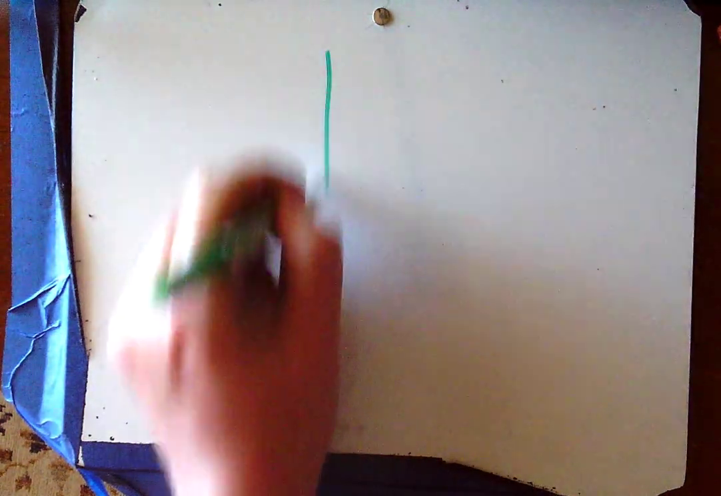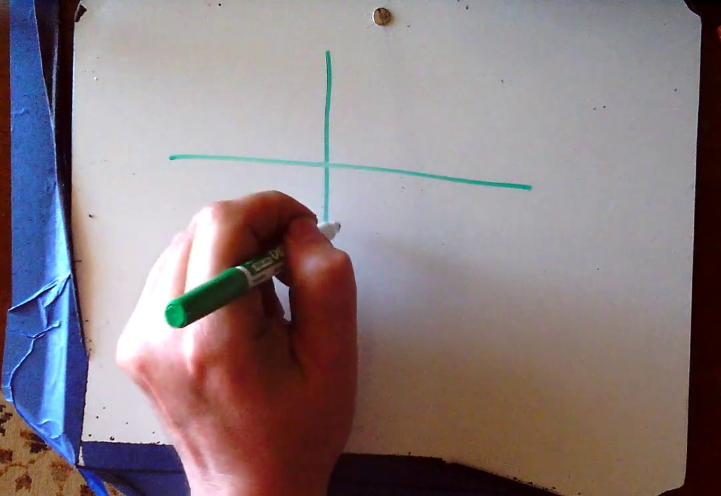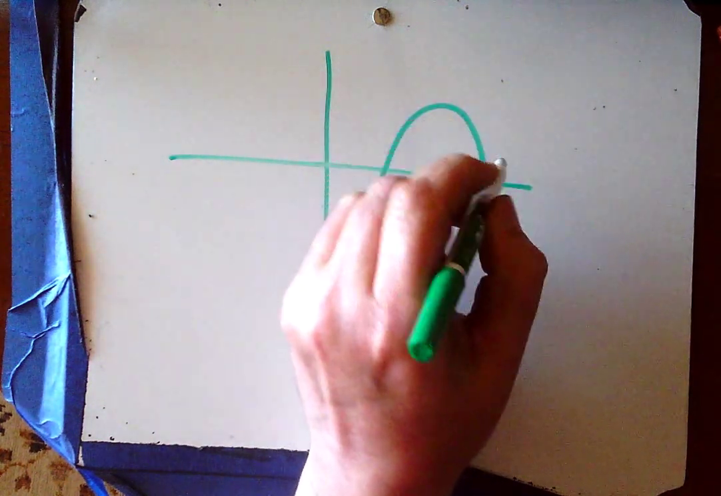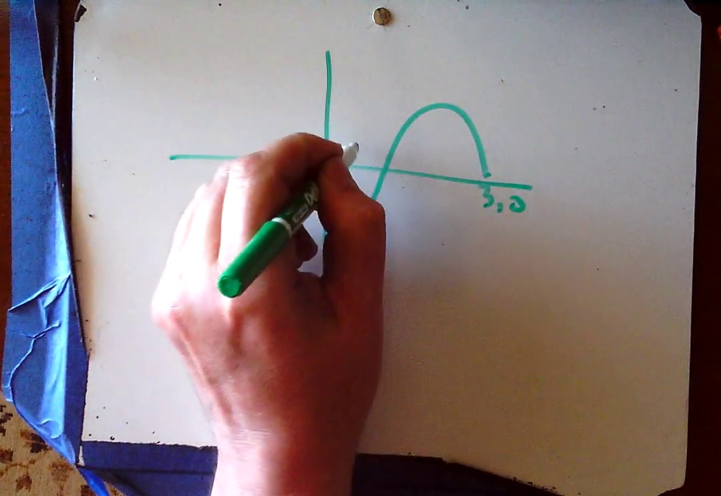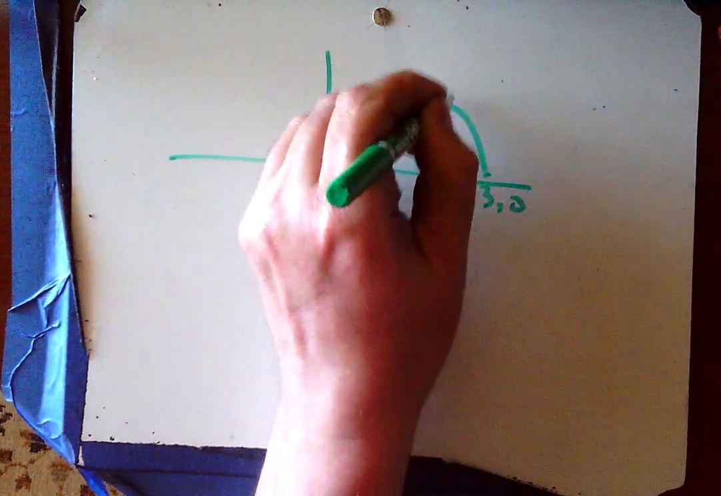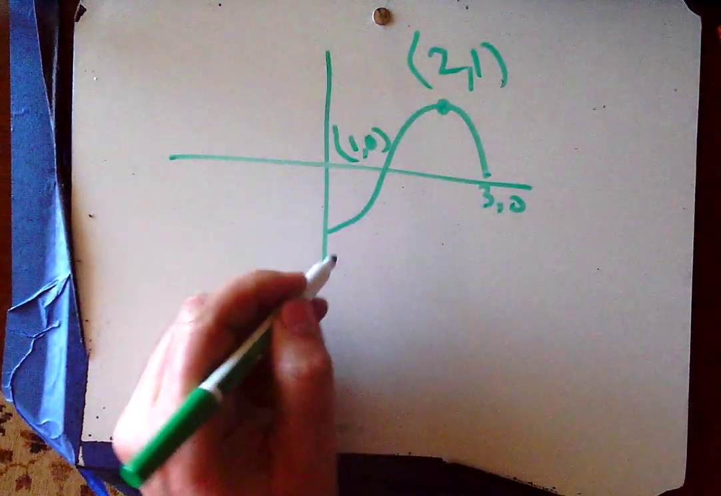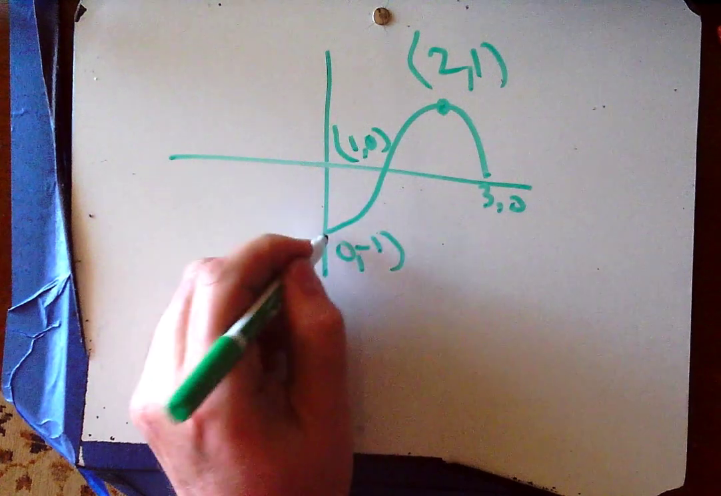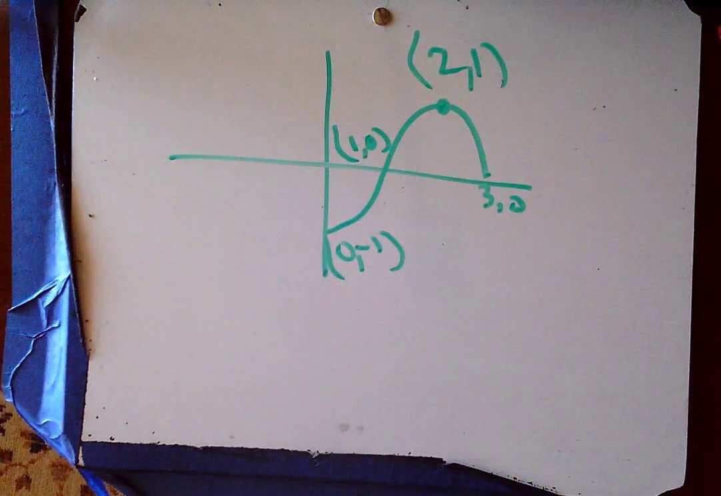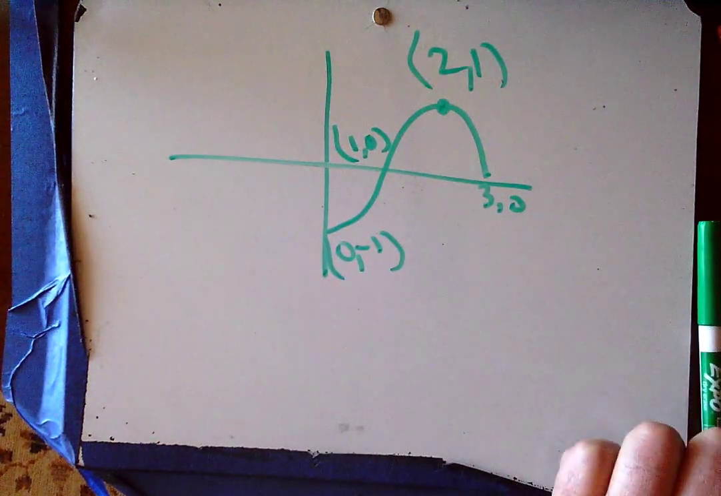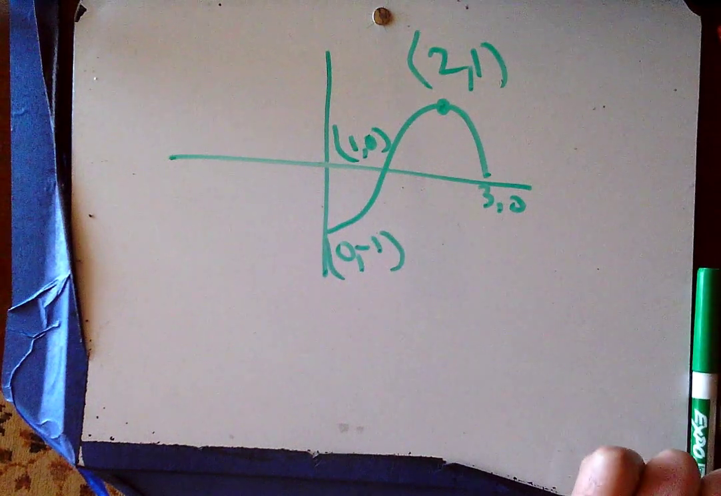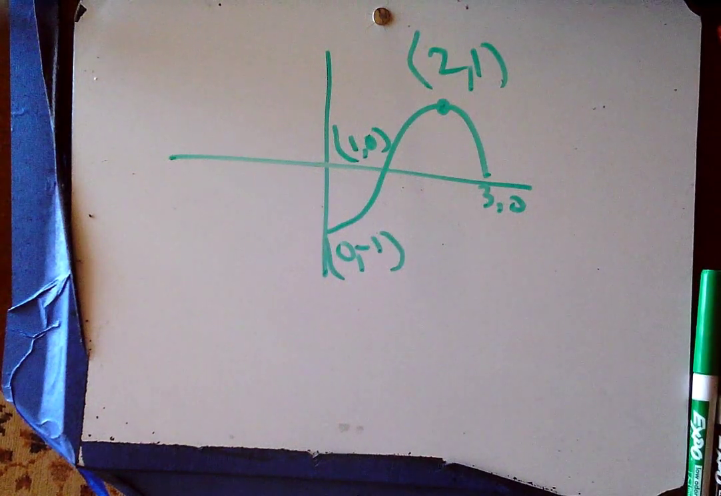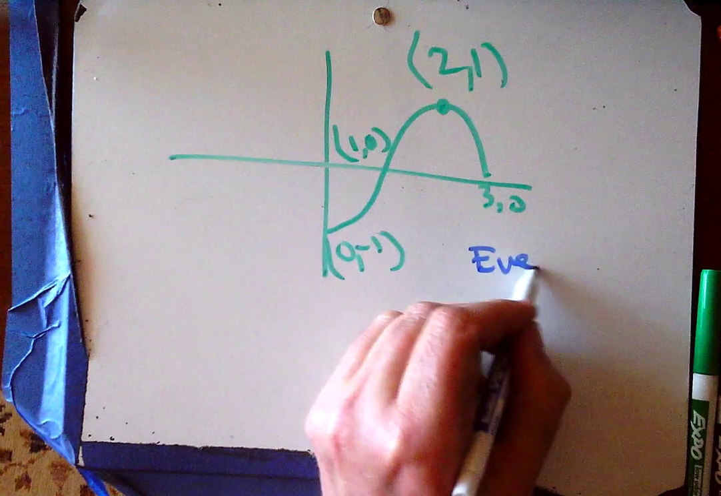Here's the first one. I've given you part of a graph. This is 3, 0. This is 1, 0. This is 2, 1. And this is 0, negative 1. And I'd like you to complete this graph as though this were an even function. Even function.